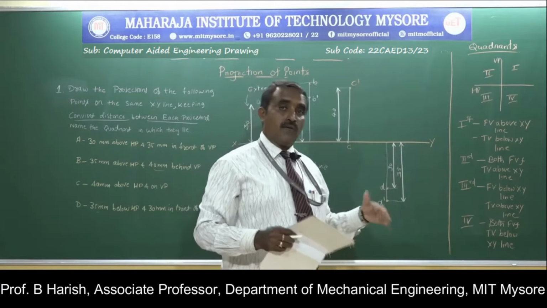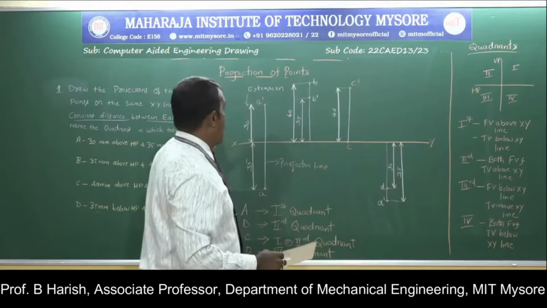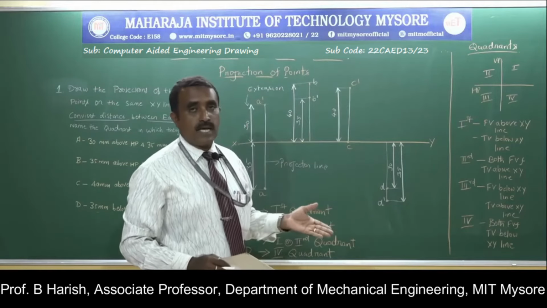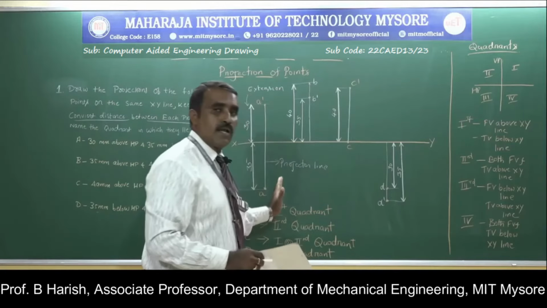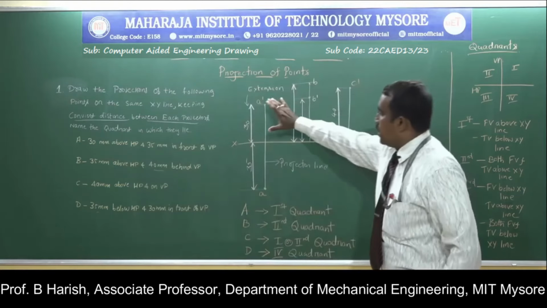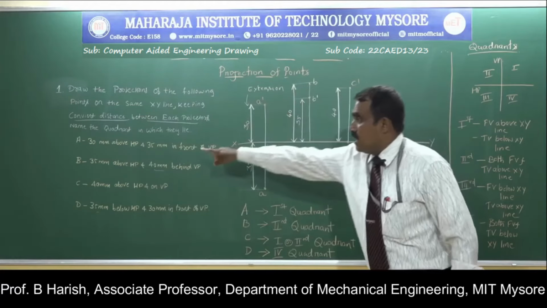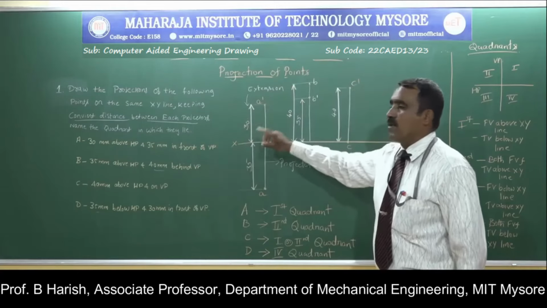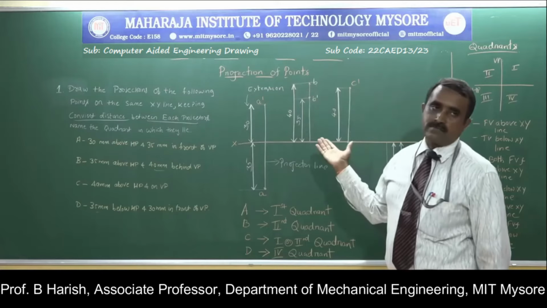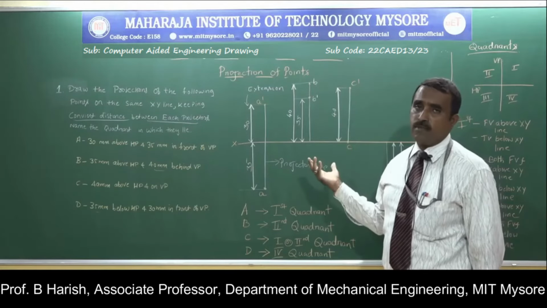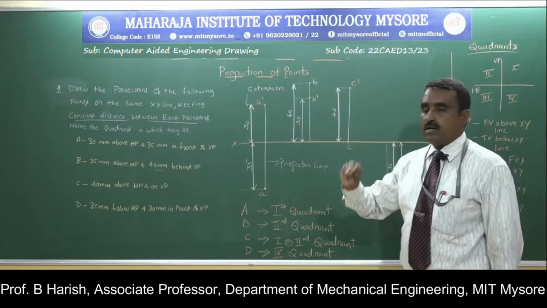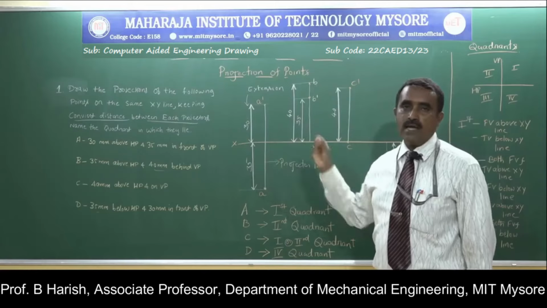Here I am representing 4 different points on a common XY line. The other way the problem can be asked is with just one particular point given. Forget about all these points. Take only the point A dash, that is 30 mm above HP and 35 mm in front of VP. That will be the problem. Like that, it can be in any of the quadrants. That is one more variety of the problem. So I have taken this problem to show both the ways the problem can be asked.